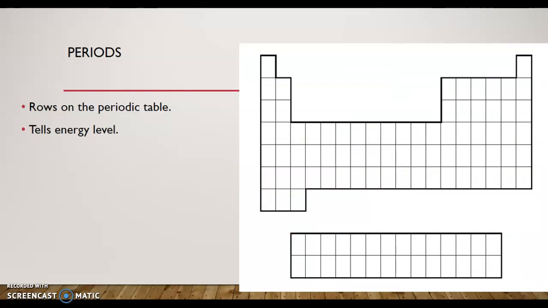The first thing we're going to talk about is the periods on the periodic table. So periods are the rows on the periodic table. They go 1, 2, 3, 4, 5, 6, 7, and they tell you your energy level. Notice down here that I have the lanthanides and the actinides. Those actually fit right in here in the periodic table. We move them out of the periodic table in order to make our periodic table a little bit smaller and more manageable. These are already labeled on your periodic table, but please note in your notes that the periods reflect the energy level.